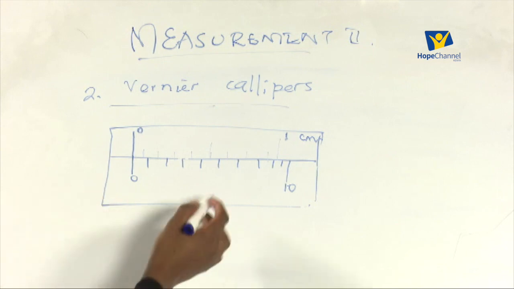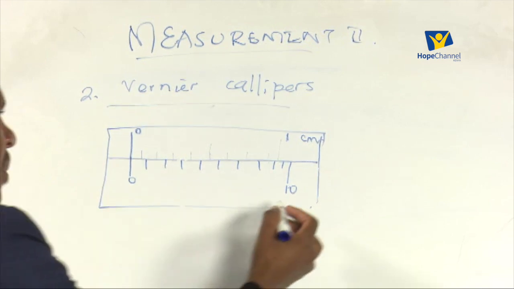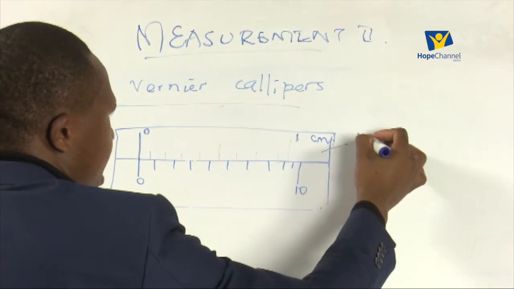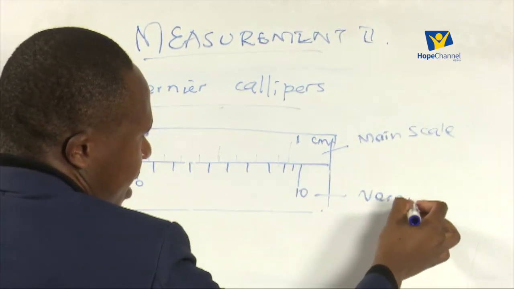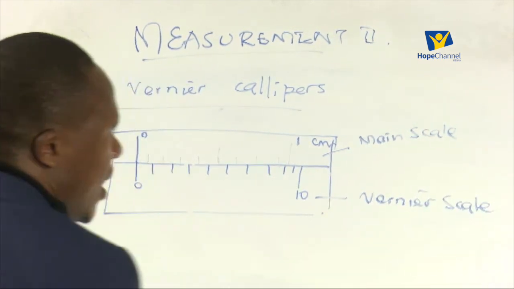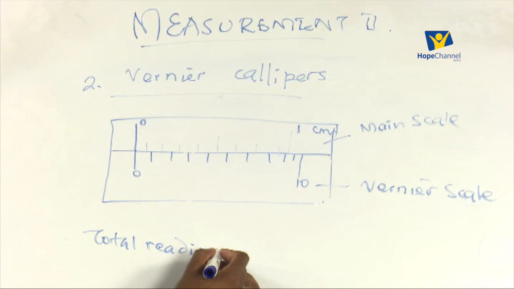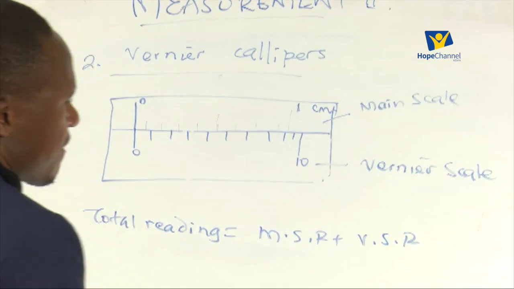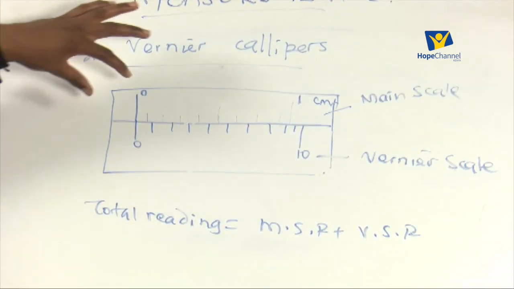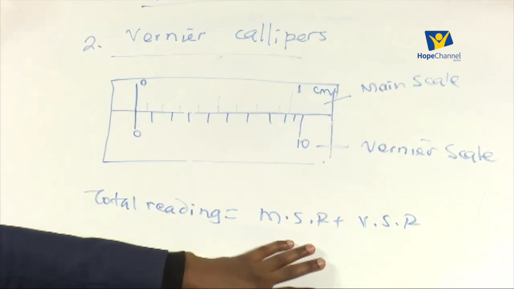So the vernier calipers has two scales. We have an upper scale and a lower scale. The upper scale is called the main scale, and the lower scale is called the vernier scale. Now, for us to get the reading from a vernier calipers, the total reading will be equal to the main scale reading plus the vernier scale reading. So that means we read separately for the main scale, and we also read separately for the vernier scale. Then we do a summation at the end.